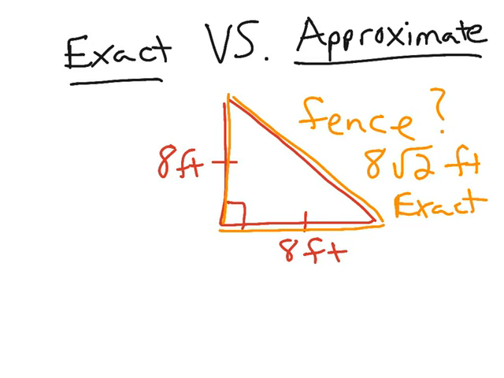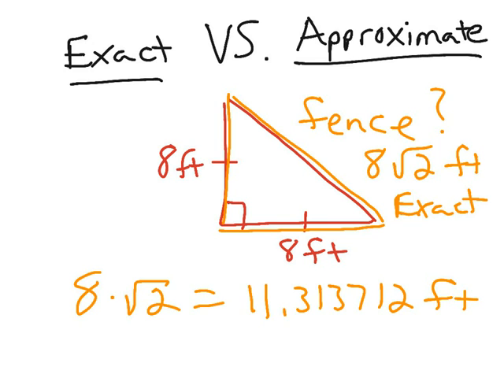However, when it came time to actually go to the hardware store and buy fence, I actually took out a calculator and multiplied 8 times the square root of 2. So when I multiply that out, I end up with 11.313712. That is an approximate answer there. That is rounded. So that brings up the very final last point of all this, which is the degree of precision.